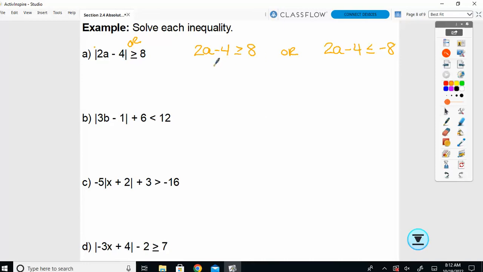So then if we want to solve, we subtract over, we add over the 4. Divide by 2. So a is greater than or equal to 6. This one we add over the 4. Divide by 2.